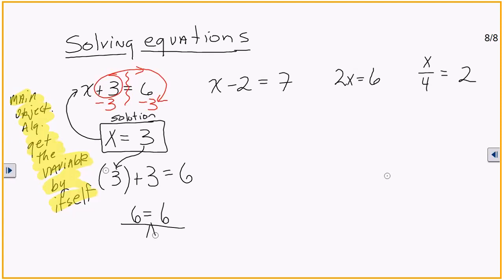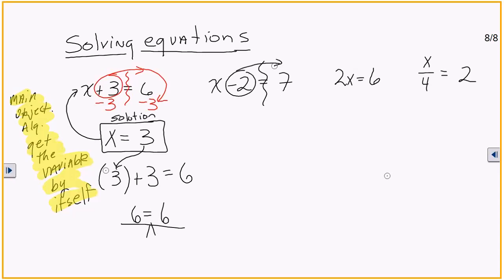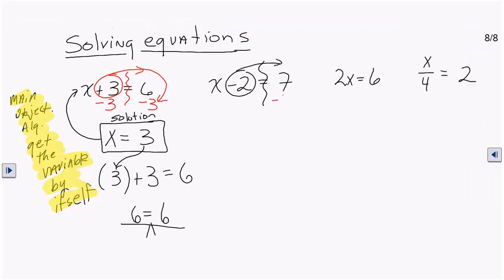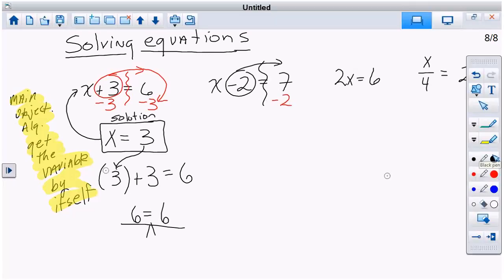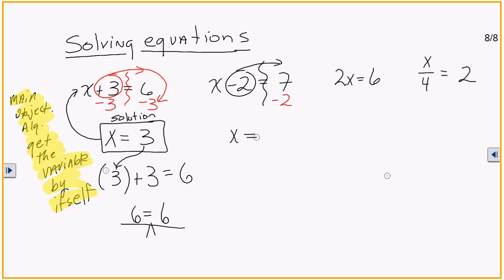So, let's look at x minus 2. How do you get rid of owing $2? You pay $2. Or you can say, I'm going to take the 2 across the river, and when I take it across the river, it becomes a negative 2. However you like to do that is up to you. And that gives us x is equal to 5.